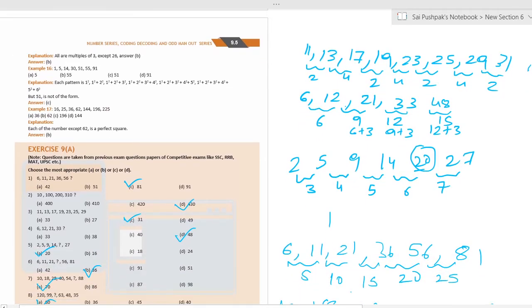First question is 6, 11, 21, 36, 56. I have already done it here. You see here, this is first one as well as sixth one. First and sixth questions given here are same.